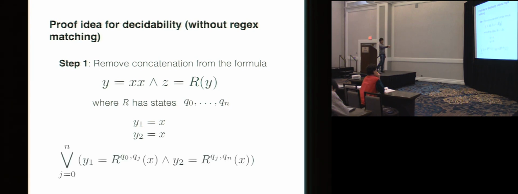You introduce two fresh variables, y1 and y2. Then you divide this thing here into a Boolean combination of formulas that have no concatenation. Basically, the idea here is that you have this Q0 and Qj here, and you try to guess the middle point where the concatenation operator occurs.